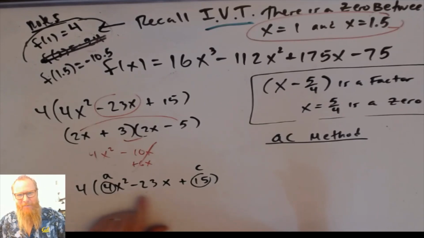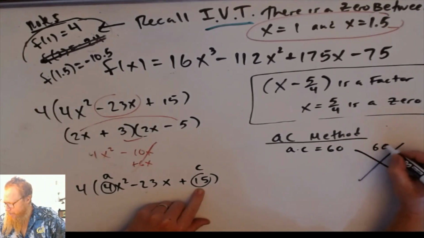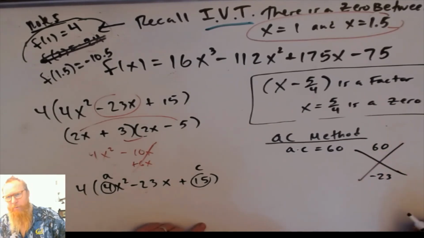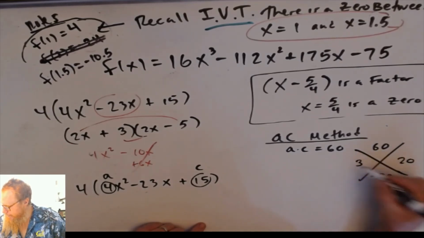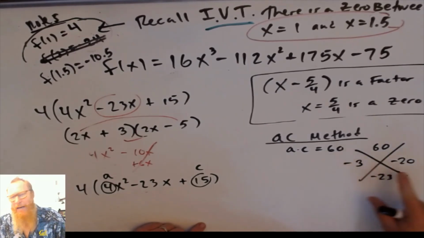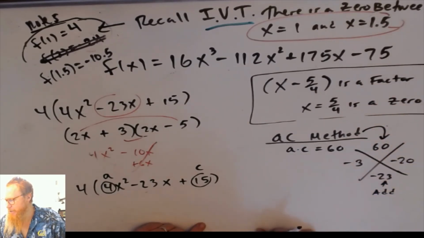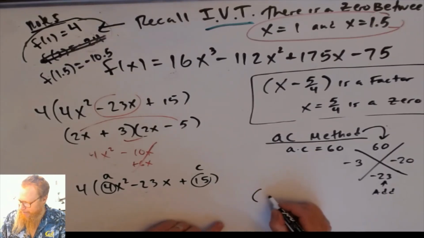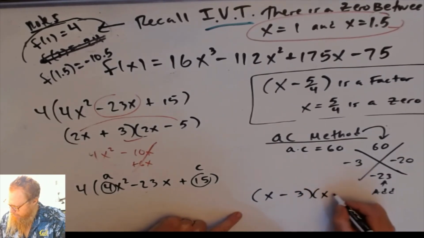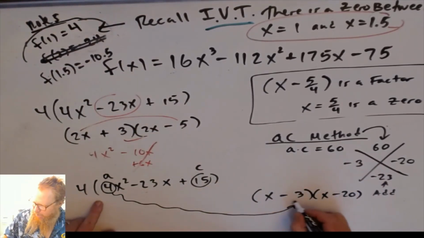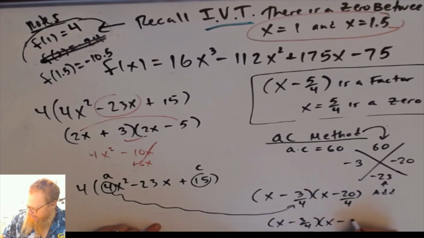So the AC method, you multiply A times C, you get 60. And then you make your little X box here. You want to multiply to be 60, but add to be negative 23. So what numbers multiply? Oh, that's 20 and 3. There you go. There it is. Negative 3 and negative 20, if you multiply them, you get 60. If you add them, you get negative 23. So there it is. So it's x minus 3, x minus 20, and then you got to divide these by 4. So it's x minus 3/4 and x minus 5.